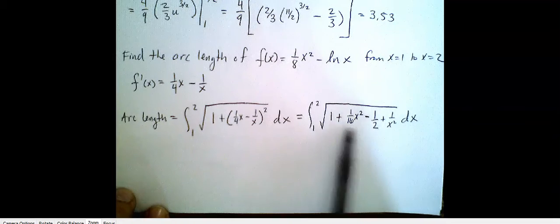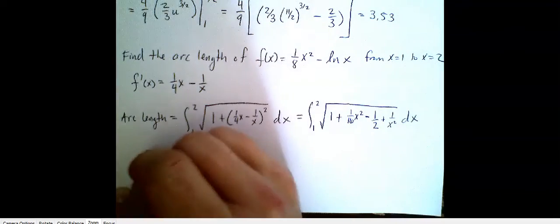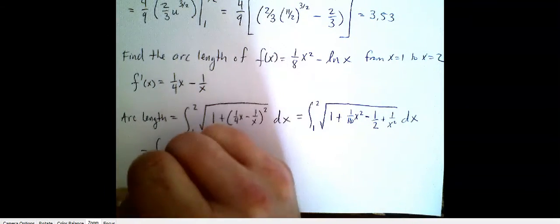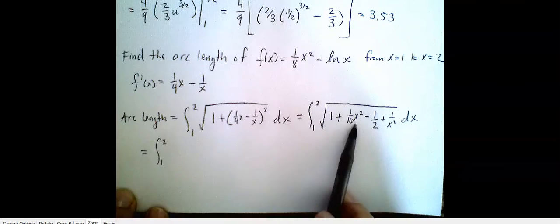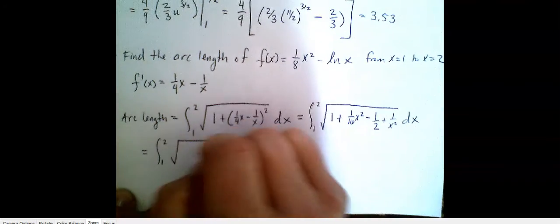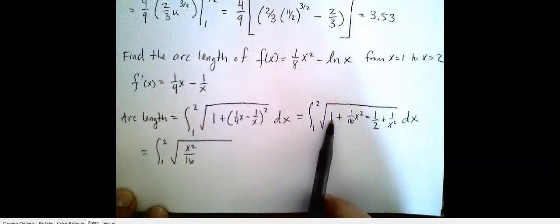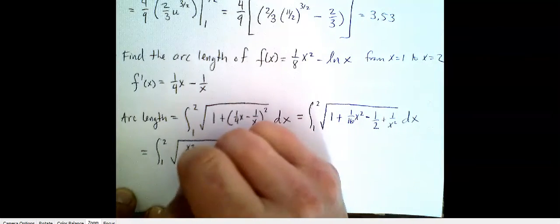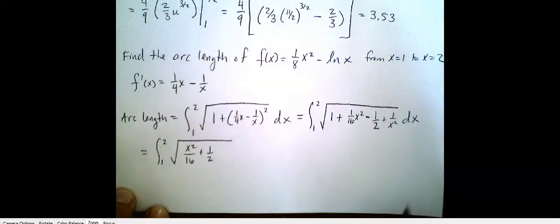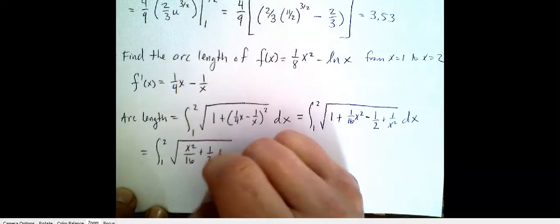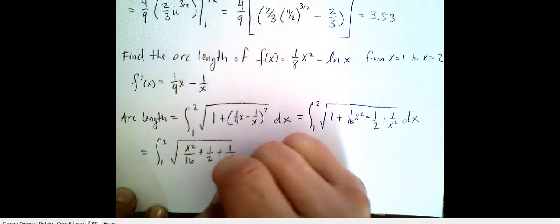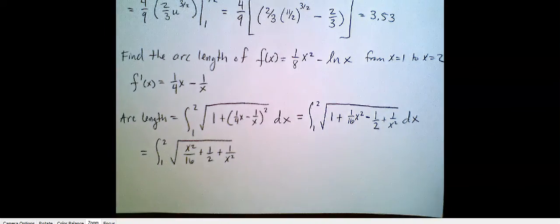So we can see we have like terms here and here. So we'll have the integral from 1 to 2 of, let's do square root, x squared over 16. 1 and a -1/2 make a +1/2. And that's 1 over x squared. dx.